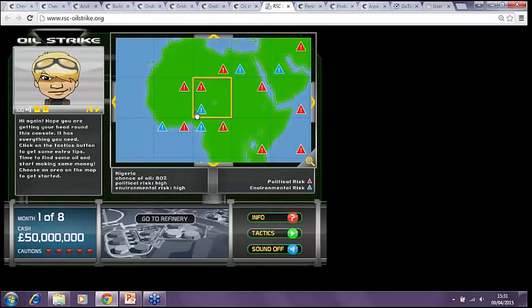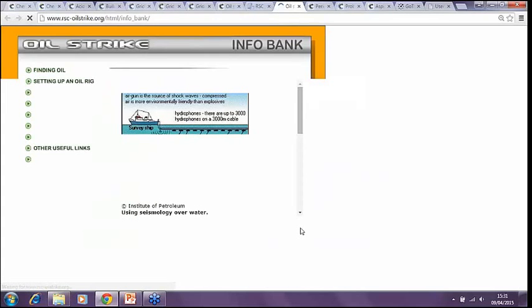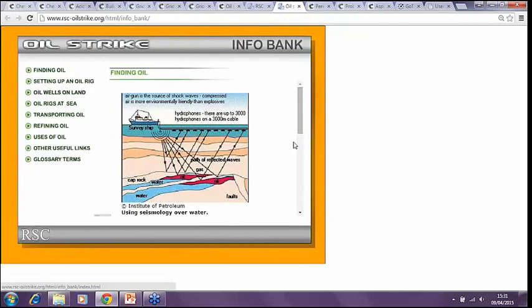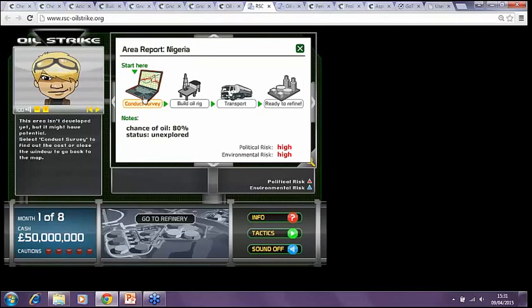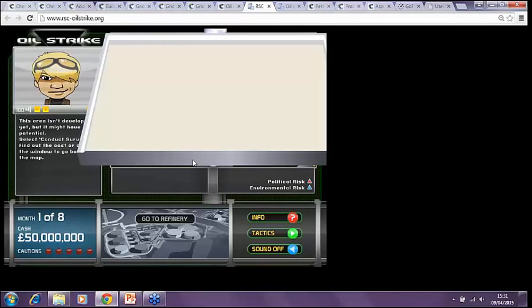Okay, so where that comes into it is by answering questions correctly, you're going to get discounts on what you're doing here. Okay, so you can find out more information about finding oil and setting up oil rigs, and that's going to help you when it comes to answering your questions and setting up your oil rigs in the game. Okay, so there's lots of information here. Okay, and then when you want to conduct a survey, that's going to cost you this value here, but you can get a discount if you answer the question correctly.